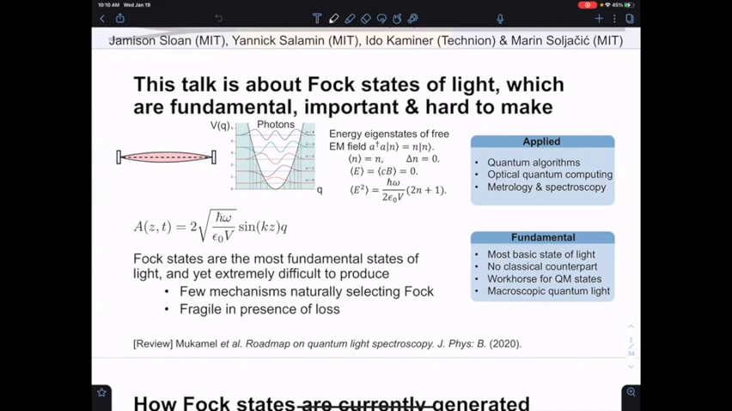From the fundamental perspective, the reason we got excited about them, besides them being the most basic state of light, is that they have no classical counterpart whatsoever. For example, if you try and represent a Fock state as a phase space distribution, your phase space function will inevitably be negative, which means that this phase space doesn't represent a probability per se.